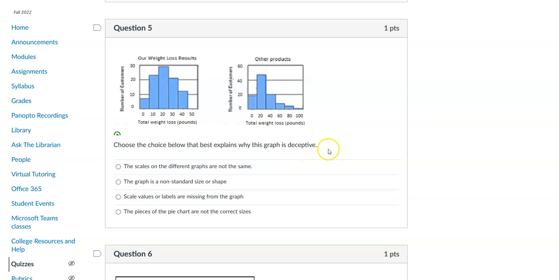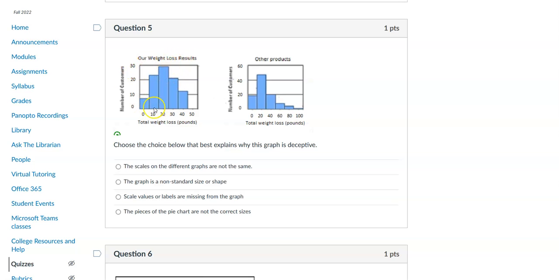And this one, choose why this is deceptive. If you look at this one, we have weight loss in total pounds for both. But over here we go 0, 10, 20, 30, 40, 50. And over here we go 0, 20. So they're comparing two things that have different scales. Up here, 0, 20, 40, 60, and 0, 10, 20, 30. So they're saying our weight loss results.